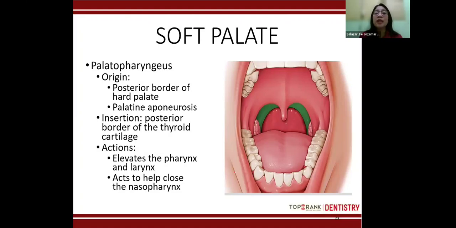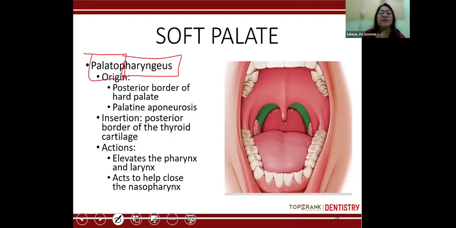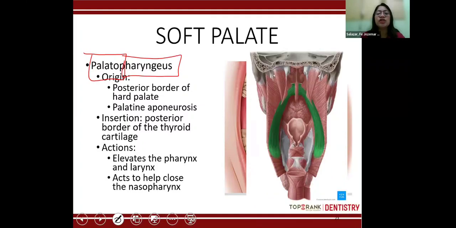So, palatopharyngeus. You know the origin. May mga muscles kasi, class, na yung origin at insertion nakastipulate dun sa name nila. Like ito, palato. So, ang origin niya is your palate: the posterior border of the hard palate and the palatine aponeurosis. Pero, medyo misnomer yung pharynx kasi pharyngeus, kasi the insertion is not the pharynx. Instead, the insertion is the posterior border of the thyroid cartilage.